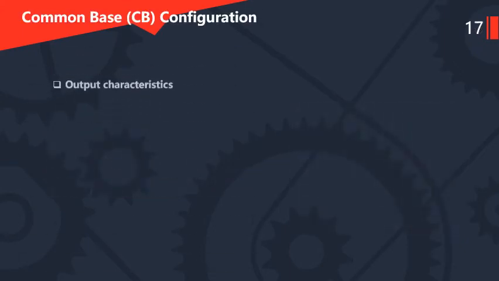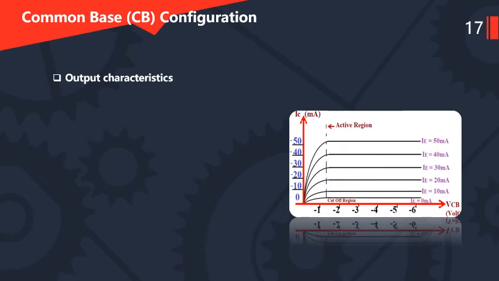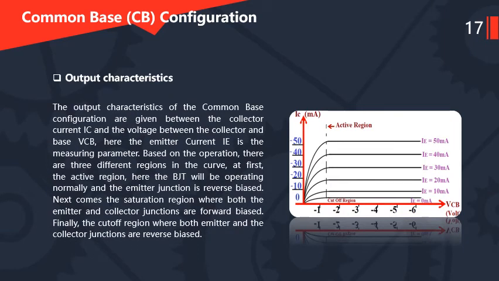Next is the output characteristics. The output characteristics of the common base configuration are given between the collector current IC and the voltage between the collector and the base. Here the emitter current IE is the measuring parameter.